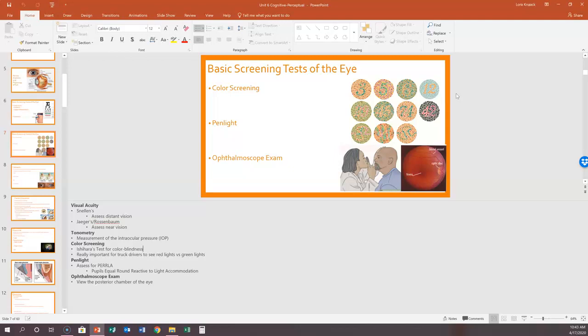So, and then that's how they figured out that all 3 boys are colorblind. And none of them are truck drivers. So there you go.